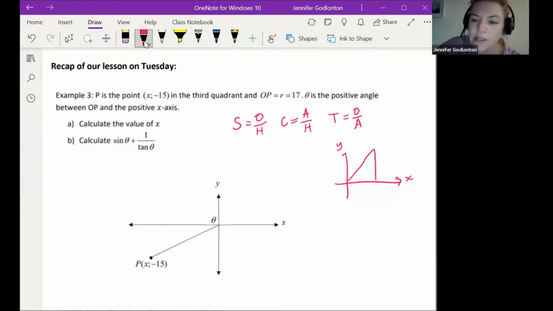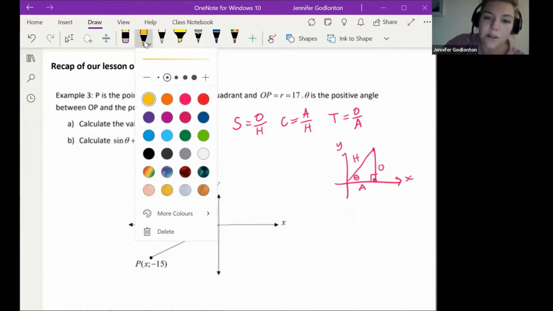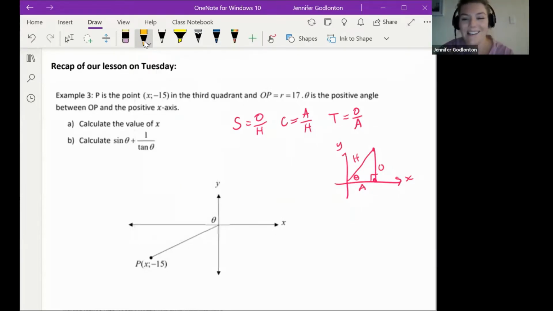We're going to draw ourselves our little triangle. We know that this would be hypotenuse because it is the longer side of a right angle triangle. We know that this would be opposite because it is opposite theta, or Peter as we like to call him in this class. And then we have adjacent, which is right next to theta over there. Now we need to convert these to x, y's, and r's.